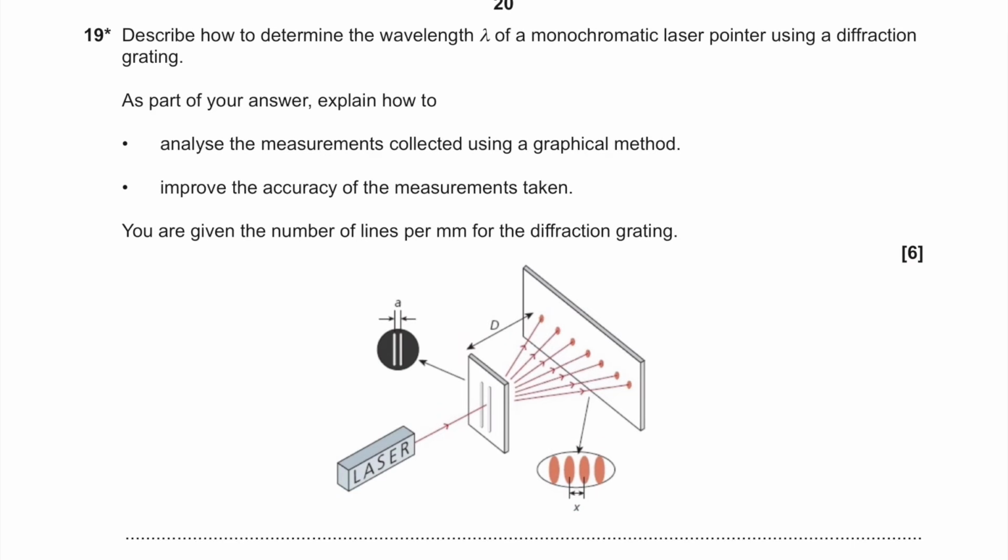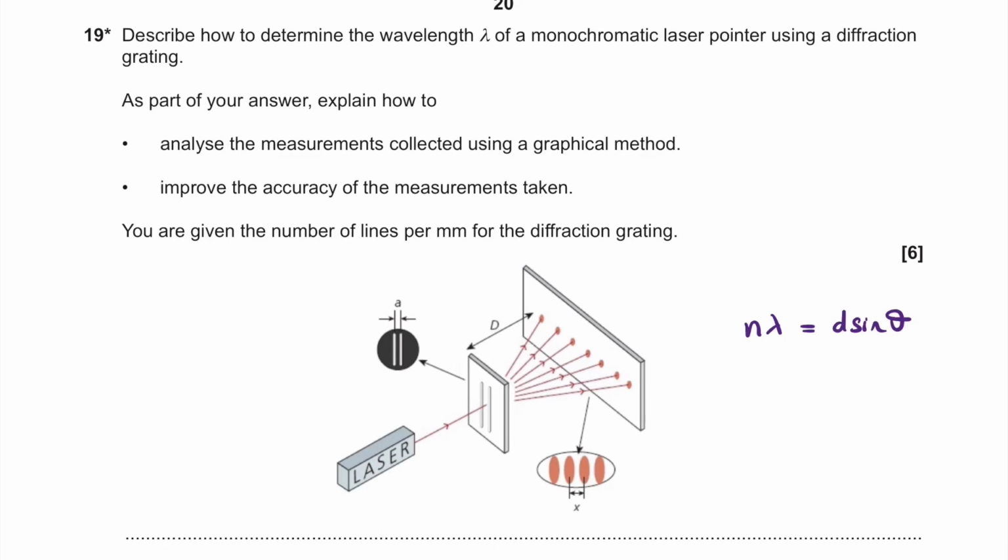We know d, the distance between the diffraction grating and the white screen, is super helpful in measuring the value of theta, for instance. So let's first of all talk about what measurements we're going to take and how we can use those measurements to plot a graph. Then we'll talk about accuracy. Number one, we have to decide the formula that we are going to use. And we know that n lambda equals d sine theta.